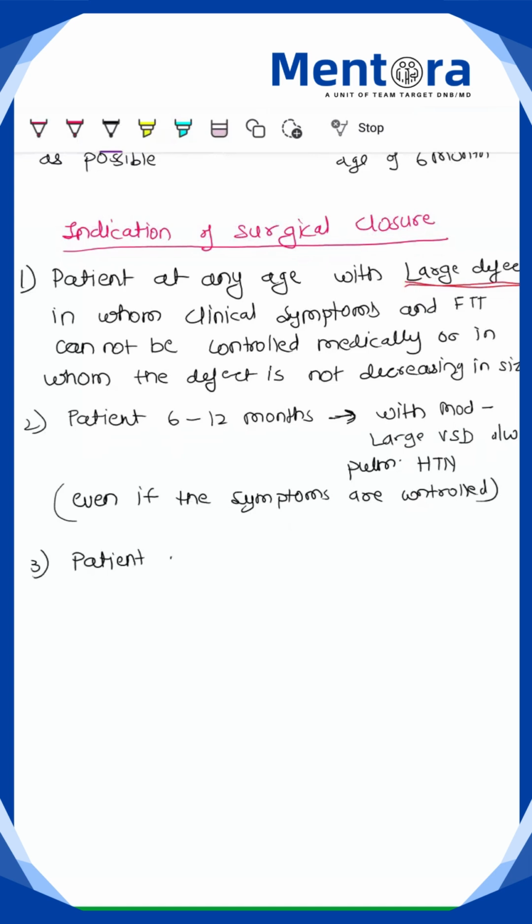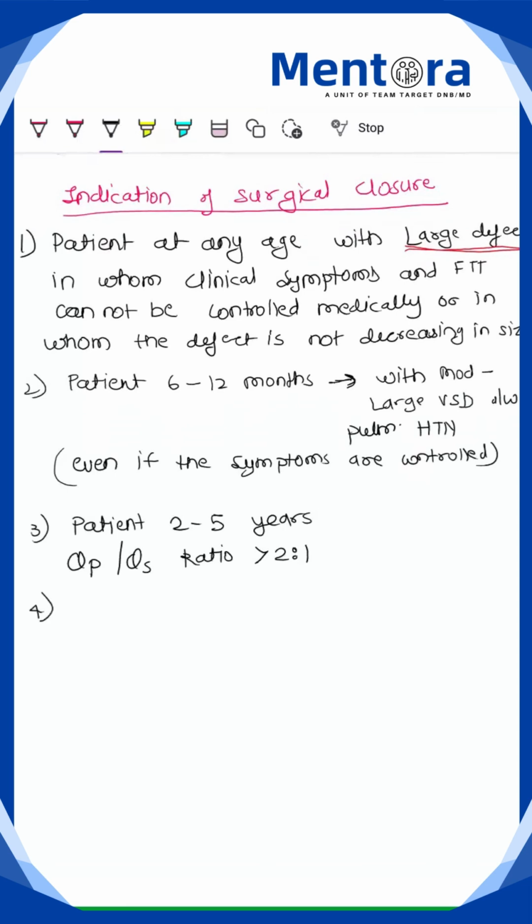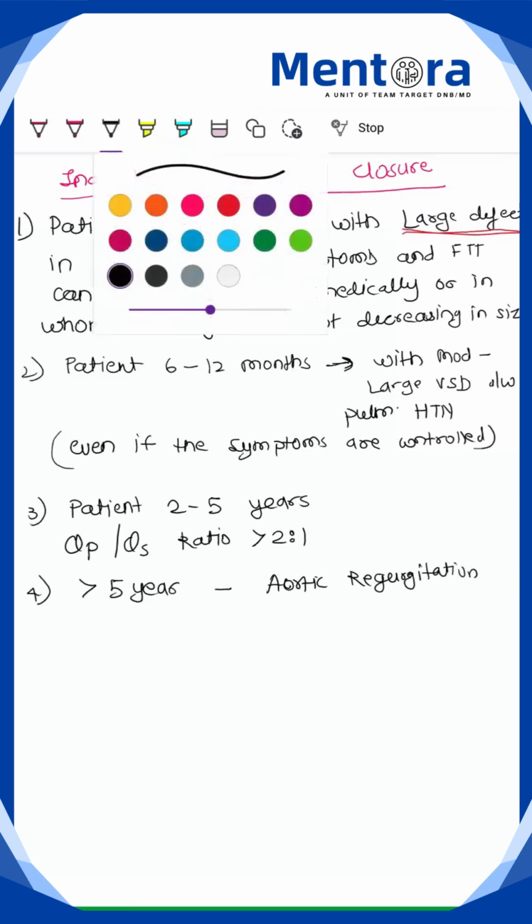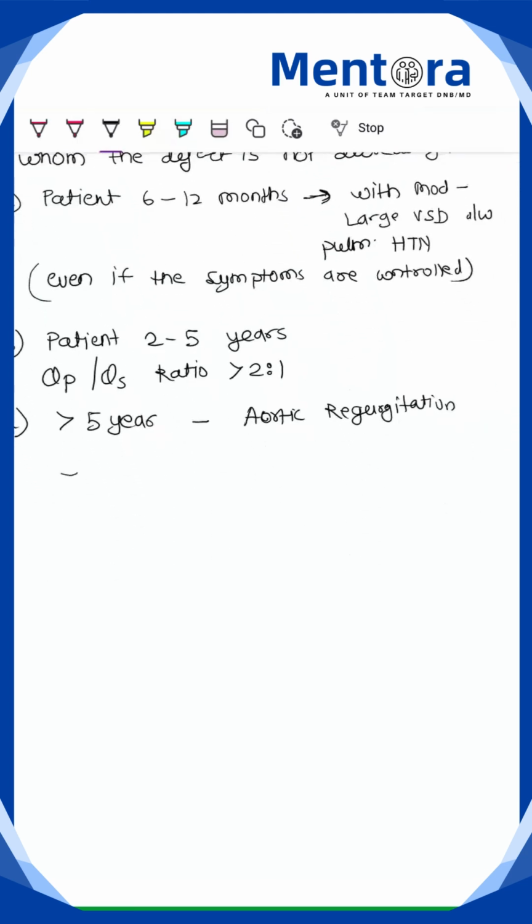Patient between age of 2 to 5 years, if symptoms are well controlled but QP-QS ratio is more than close to 1. That means pulmonary vascular resistance is so high, it is double the resistance of systemic circulation, so they should close spontaneously. If age is more than 5 years, but there is development of aortic regurgitation, they should close spontaneously.